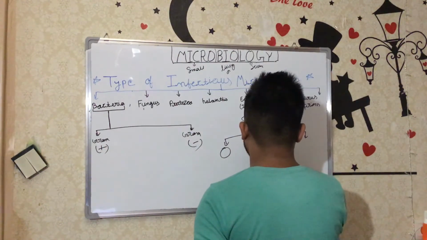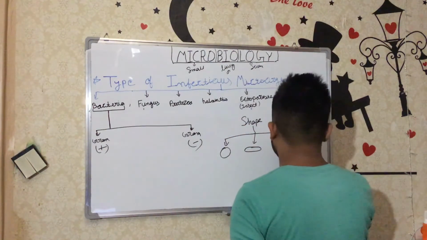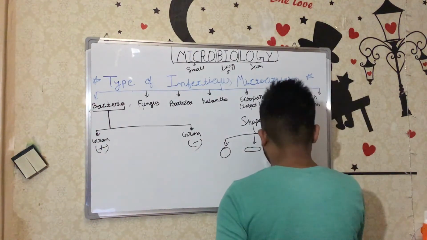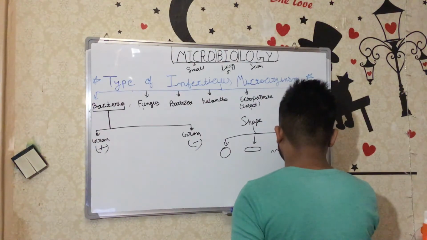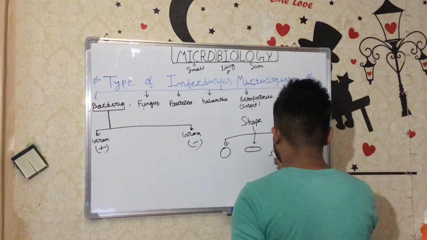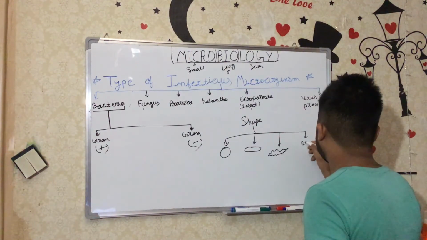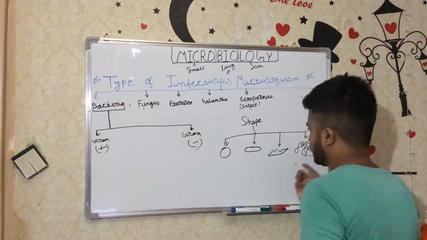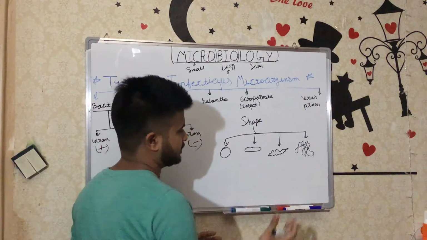Then rod shape, then spirochete, this is the spirochete shape, and finally a no shape, meaning they can change shape. So we can say that in different bacteria, the shape can be changed.